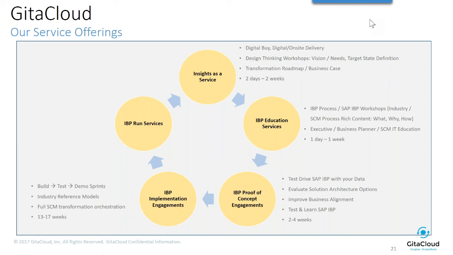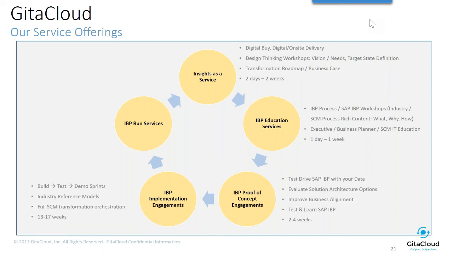We can also help with IBP implementation engagements. We take a very agile approach to this, with build, test, demo sprints. We start out with an industry reference model, of course, but we can then enable a full SCM transformation orchestration, given GitaCloud is a firm that brings in industry business transformation experts, people who have been senior VP supply chain in the industry and have led large-scale supply chain business transformation. So you get the full benefit of orchestration across people, process, IBP solution, data, and everything else. This typically takes 13 to 17 weeks.